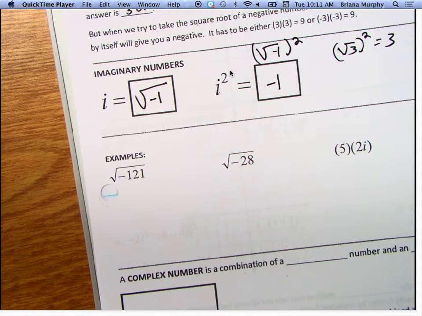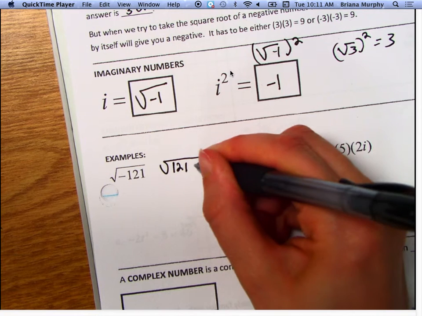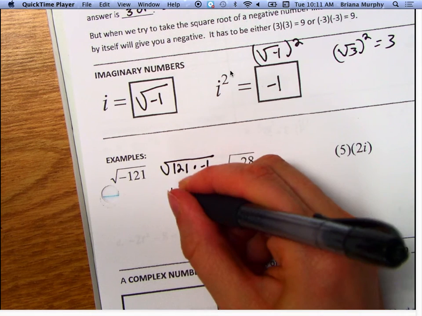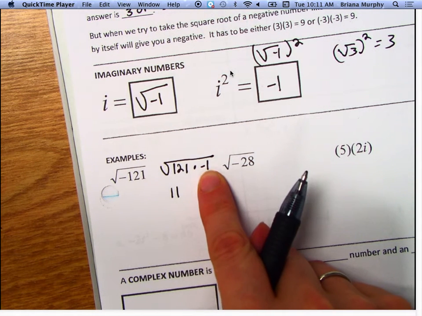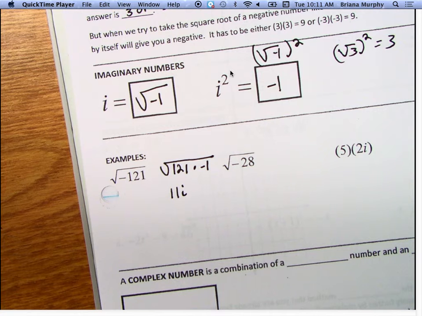All right, so we're looking at the square root of negative 121. Let's split it into two things, one with a negative 1 and one with 121. So we're going to take it like this: the square root of 121 times negative 1. What's the square root of 121? What times what gives me 121? 11. And we can take the square root of negative 1 and make that i. Right? Because the square root of negative 1 is just i.